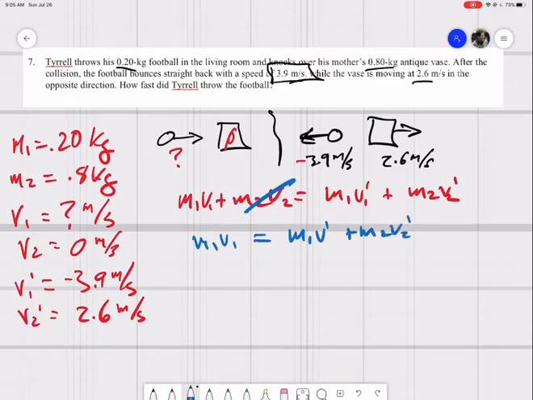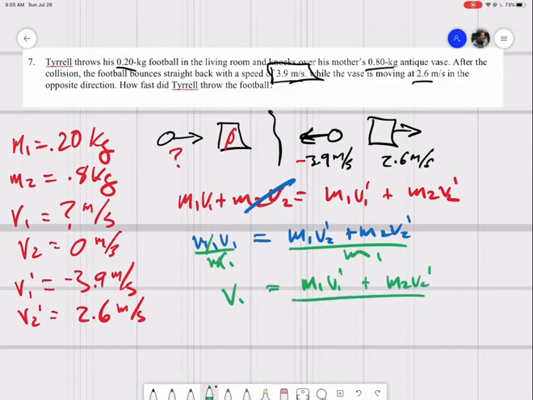Okay, I'm going to do something a little different in this one. In this case, I want to do my algebra with letters first. Okay, so let's do a little practice with that. I am going to divide both sides by M1. All right, so that goes away. So my velocity of the football is going to be M1 V1 primed plus M2 V2 primed divided by M1. And why am I doing the letters first? To be honest, I make mistakes if I do the algebra as I go along with numbers. I can catch my mistakes better when I follow letters.